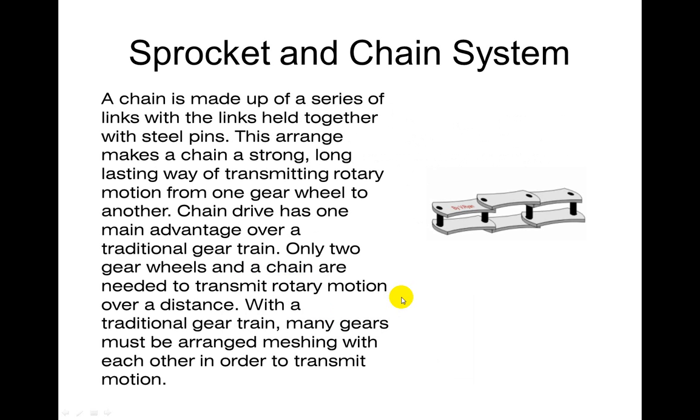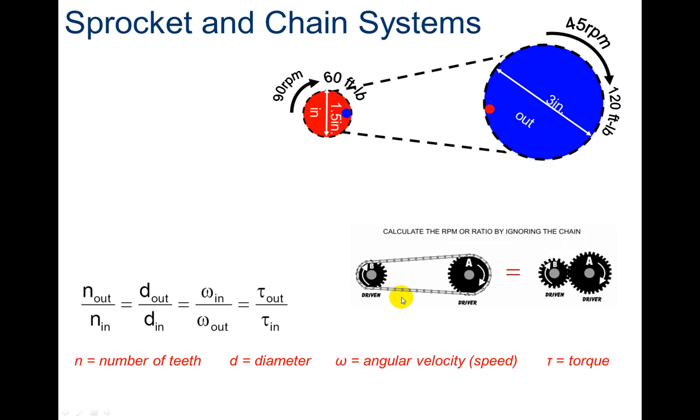And so a chain is made up of a series of links held together with steel pins. This makes a chain a strong, long-lasting way of transmitting rotary motion from one gear wheel to another. Chain drive has one main advantage over a traditional gear train. Only 2 gear wheels and a chain are needed to transmit rotary motion over a distance. With a traditional gear train, many gears must be arranged, meshing with each other in order to transmit motion.